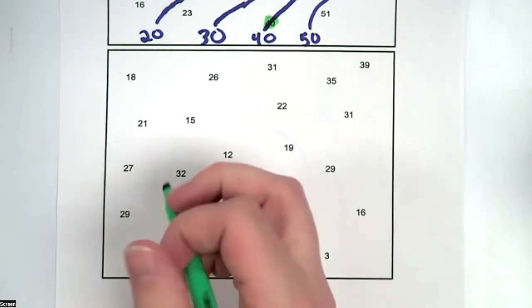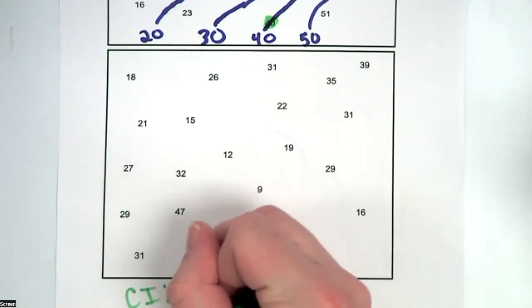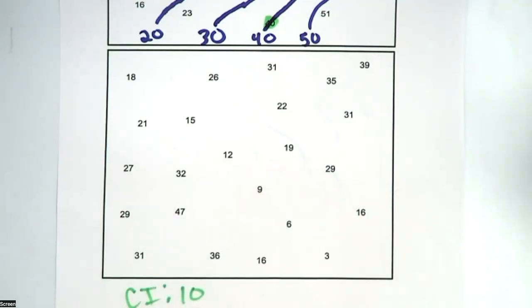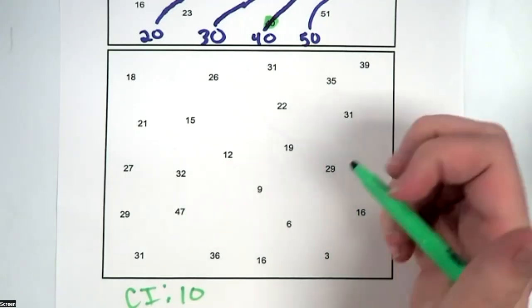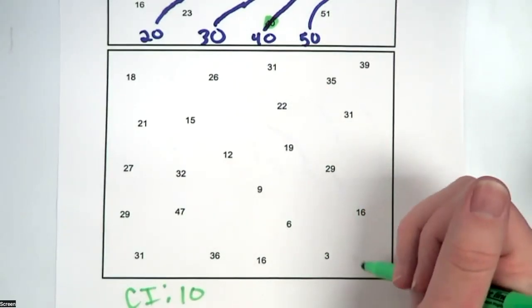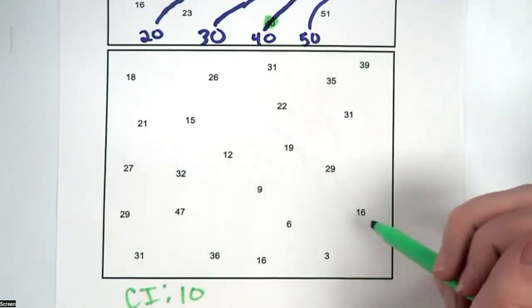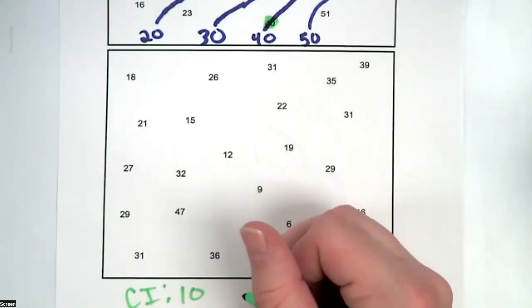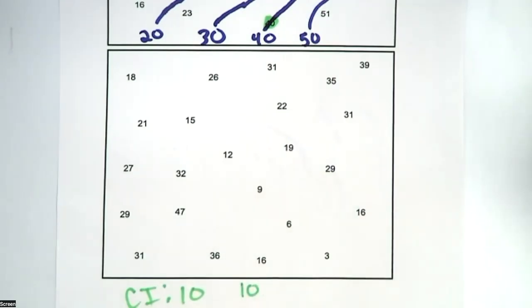So I know my contour interval is 10 again. That means I am going to have to do every 10. I see a value of 3 here. I don't see any values less than 0, so I don't need a 0. So it looks like, once again, my lowest value is going to be 10. And then I build up from there.